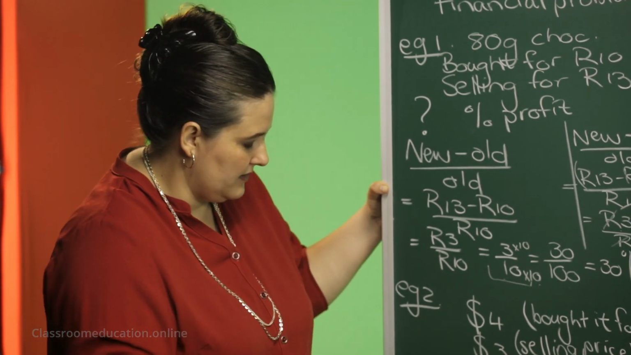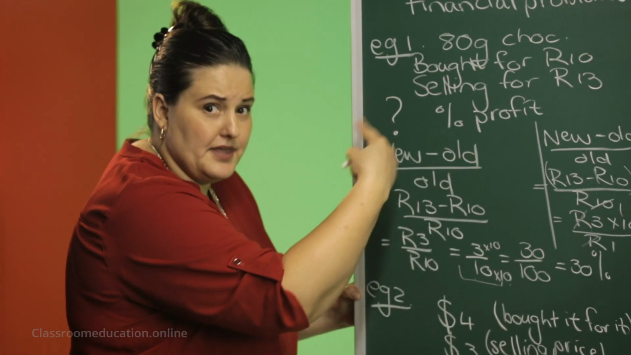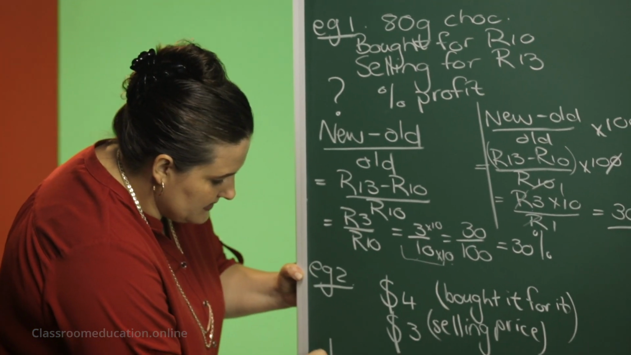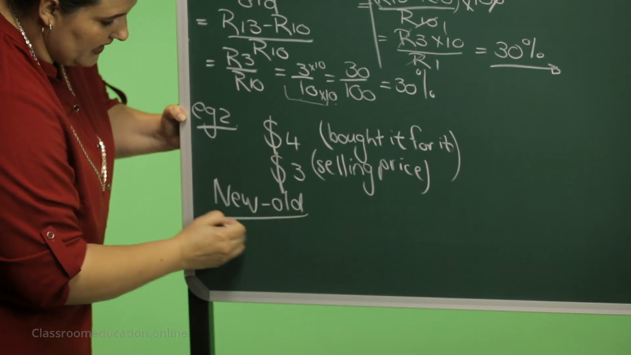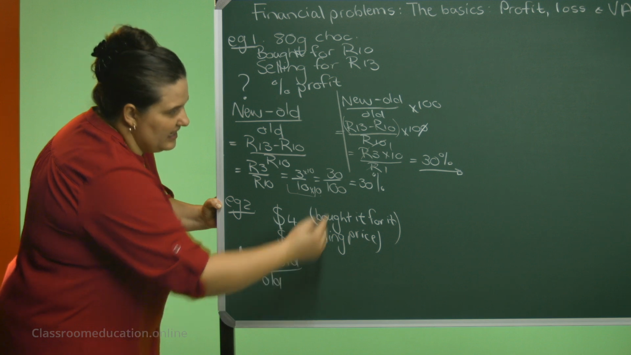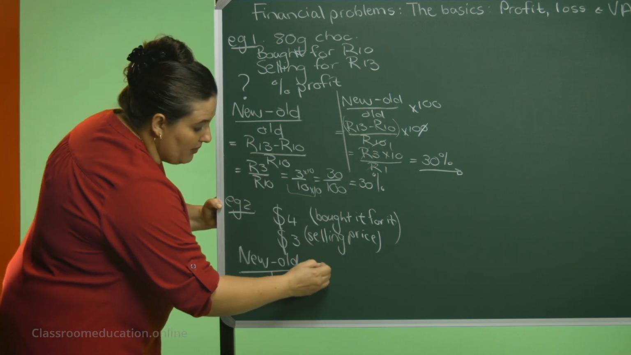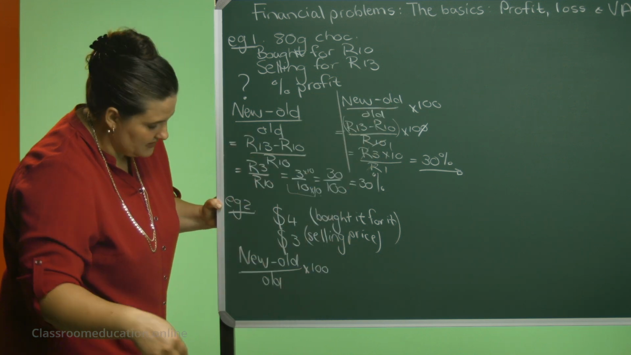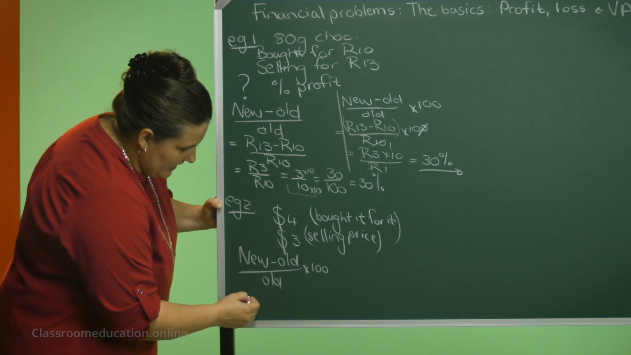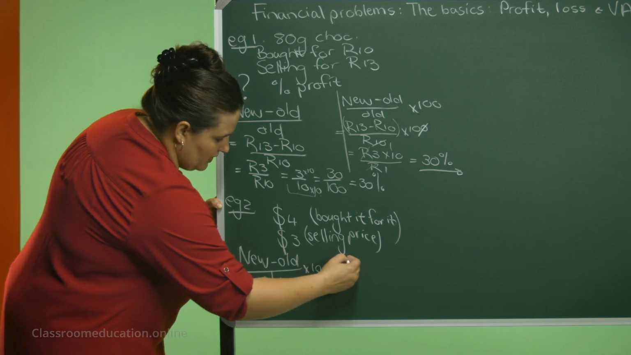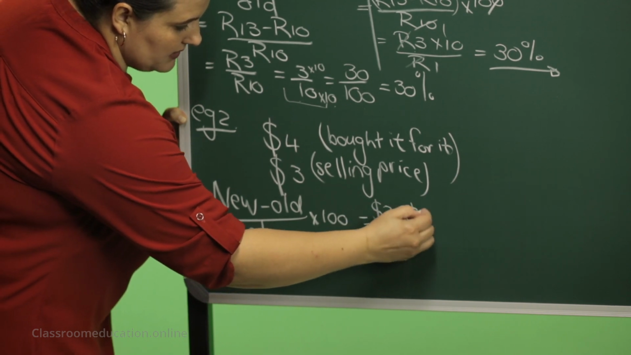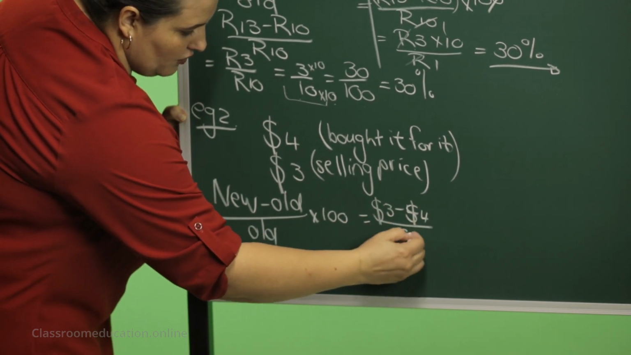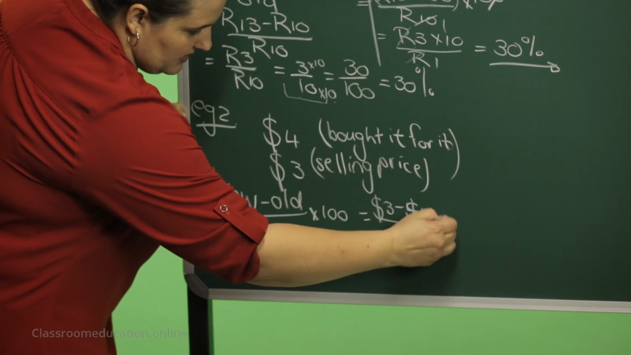Let's determine that. If we apply this formula, we can say new minus old divided by old, times 100. So my answer will be in terms of percentage now. So I will have here, the new is $3. So $3 minus $4, divided by $4 times 100.